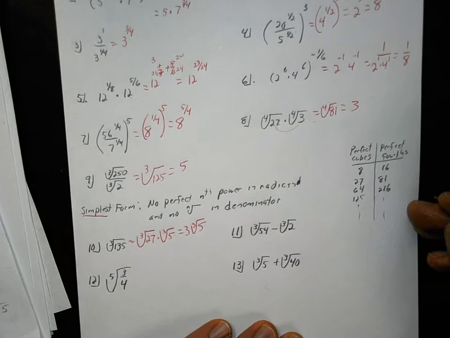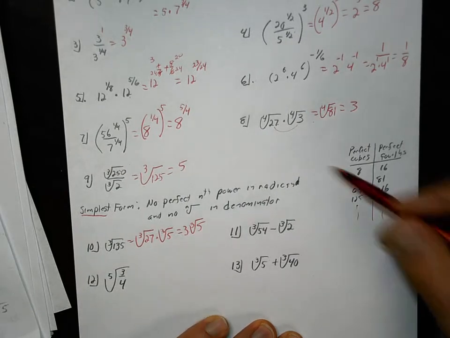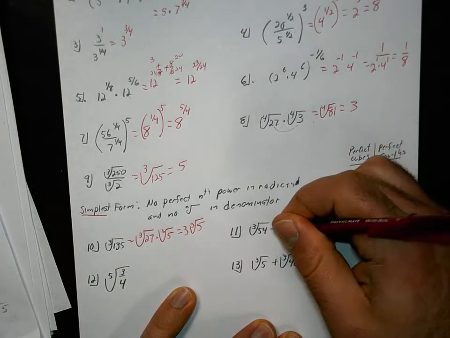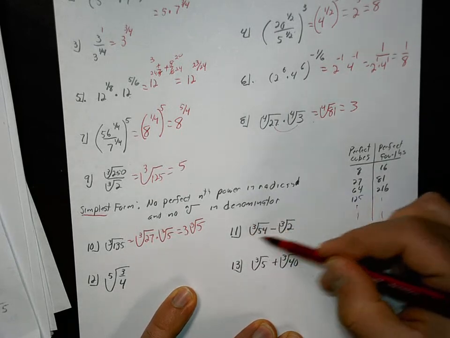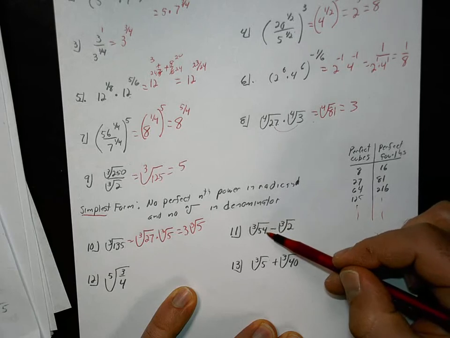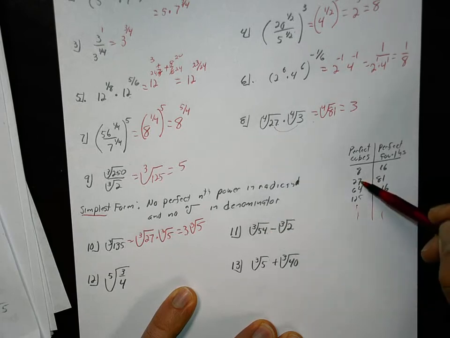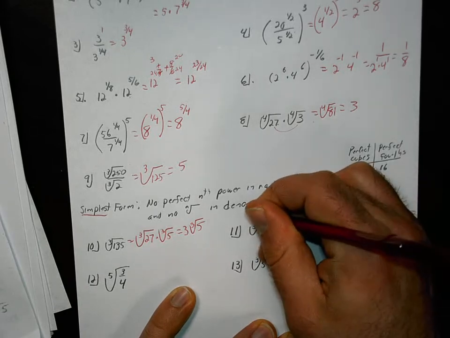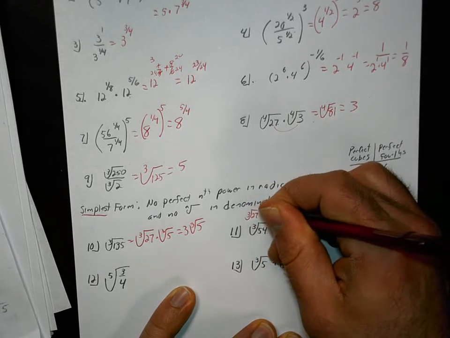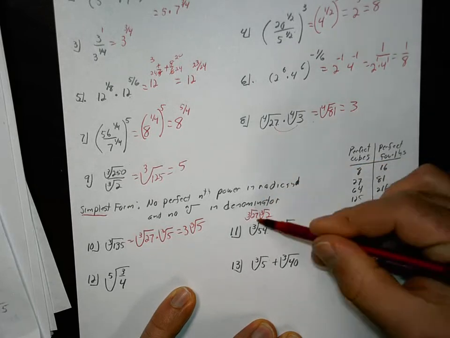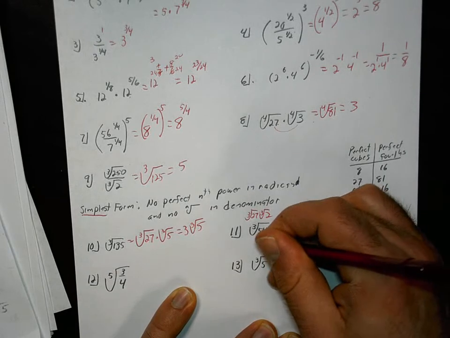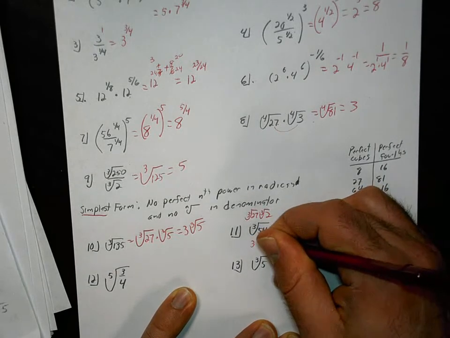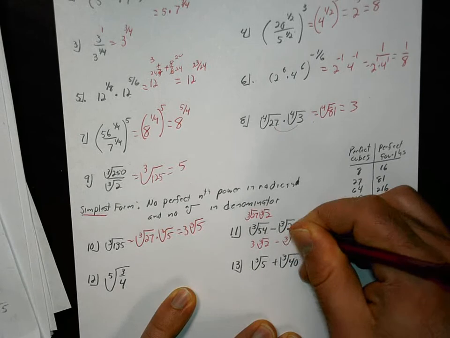Look at number 11 here. Now this is subtraction, so we can't just subtract underneath here. But what we can do is try to simplify this. What goes into 54? 27 again. So I can break this into the cube root, I'm going to write it above here, cube root of 27 times the cube root of 2. 27 times 2 is 54. The cube root of 27 is 3. So this is 3 times the cube root of 2 minus the cube root of 2.